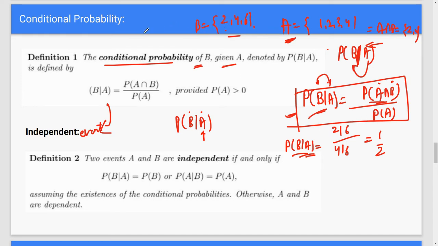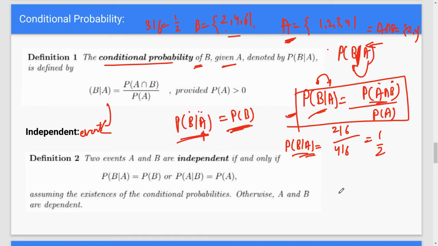Here you can find that probability of B is 3 by 6, which is precisely 1 by 2, and probability of B given A is also 1 by 2. So if probability of B given A is equal to probability of B, it means you have independent events. It means the probability of B happening when A has already happened does not depend on A. When we find both probabilities, we will have the same number.